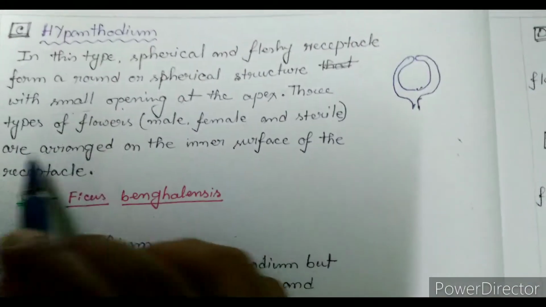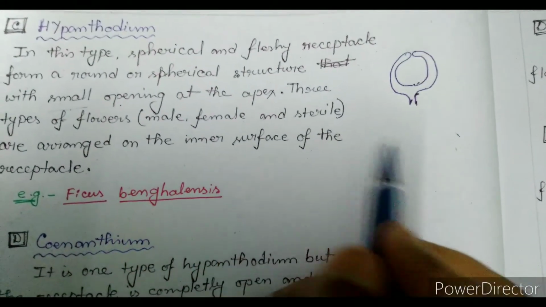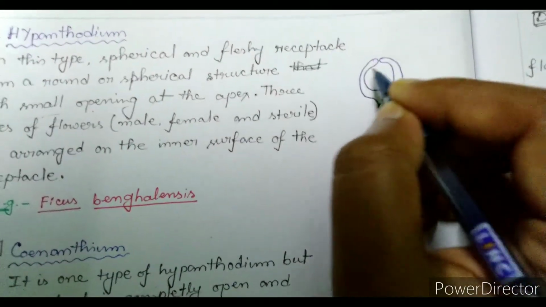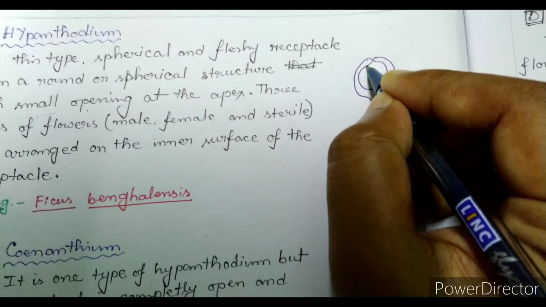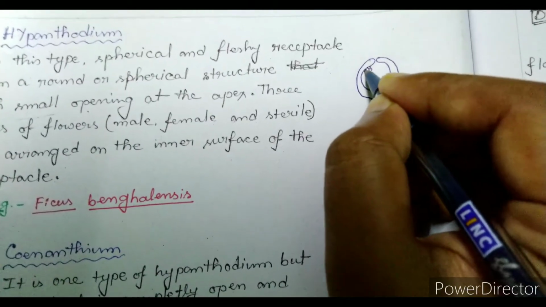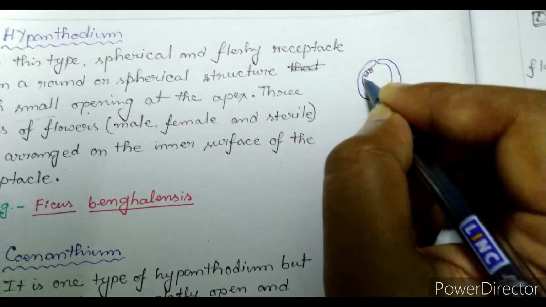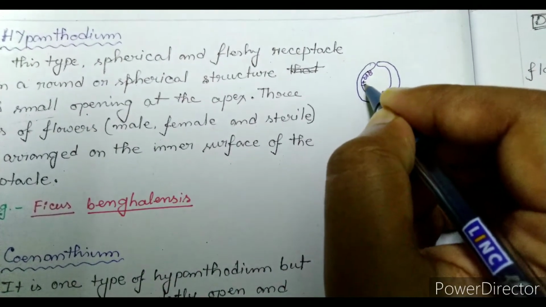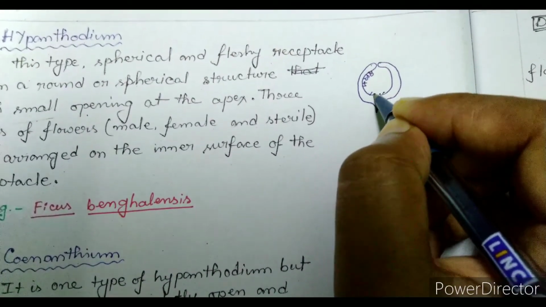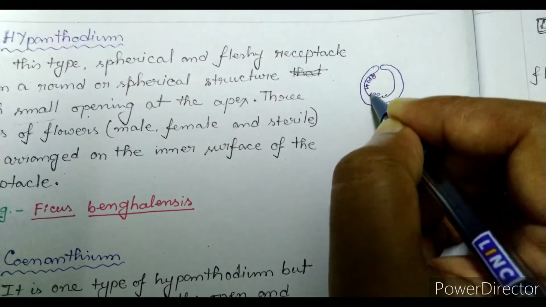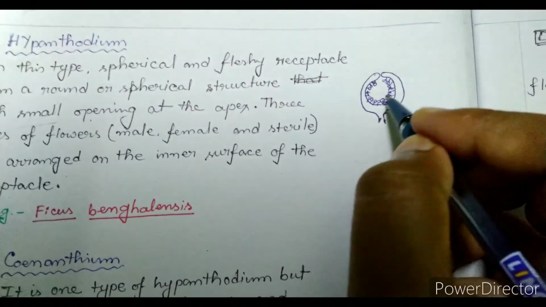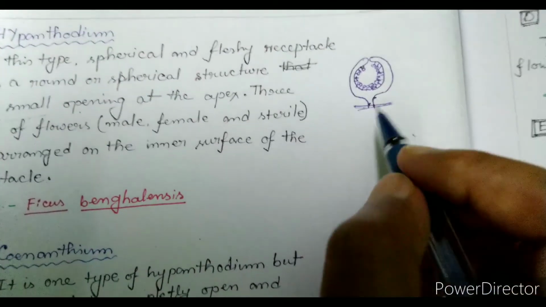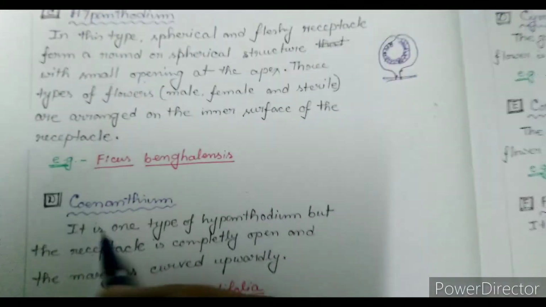Three types of flowers are arranged on the inner surface of the receptacle. Male flowers are present in the upper part, sterile flowers in the middle portion, and female flowers in the lower portion. This type of floral arrangement occurs in hypanthodium. The example is Ficus bengalensis.